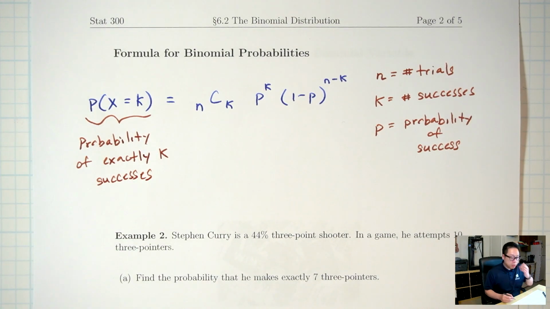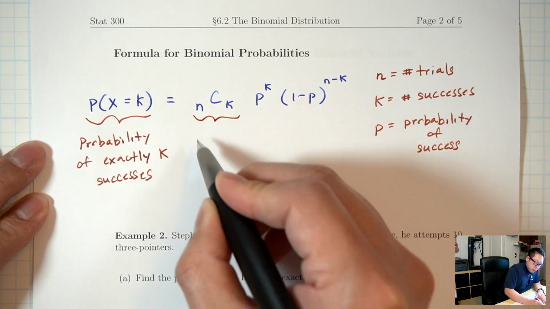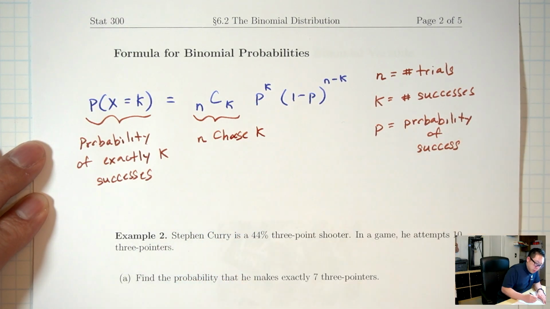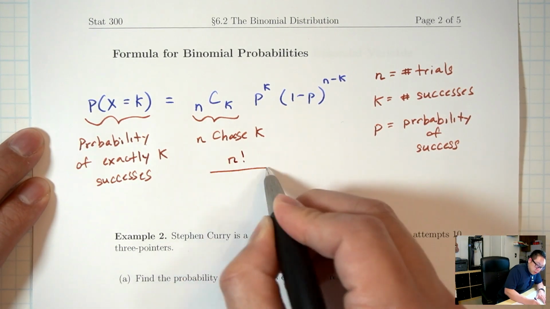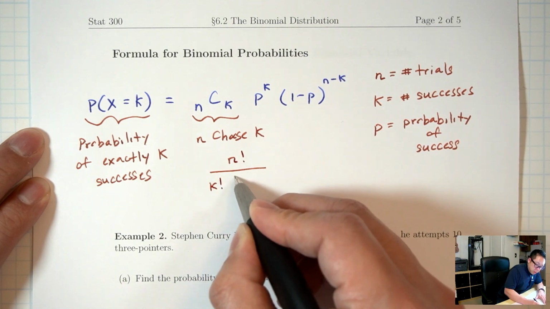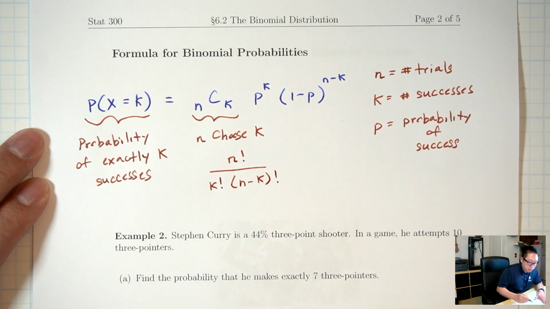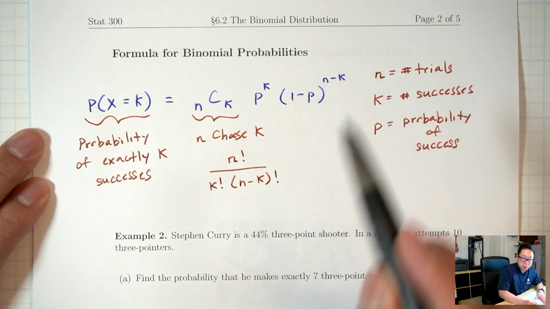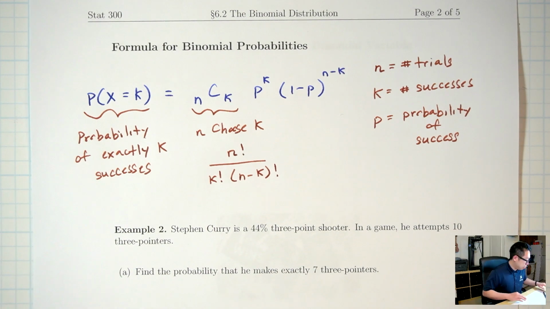And then the way you compute it is nCk. The way you read nCk is n choose k. And then there's a formula for n choose k: n factorial over k factorial times n minus k factorial. p we talked about already. k we talked about. 1 minus p. n we talked about already. Okay, so I lied. This is not a nice formula at all. But we're going to use it one time for example 2. So one time for the culture.